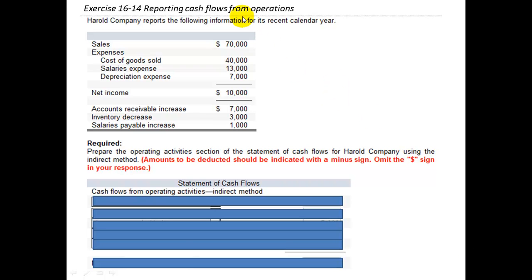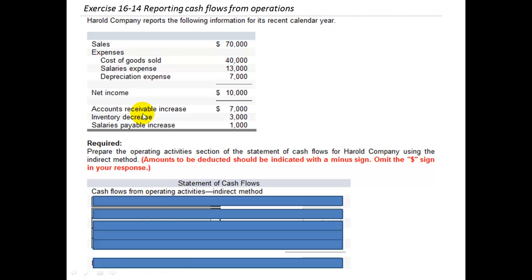Reporting cash flows from operations. Herald Company reports the following information for its recent calendar year. We have sales of $70,000, expenses under that: cost of goods sold of $40,000, salary expense of $13,000, depreciation expense of $7,000, and looks like we've got net income of $10,000.